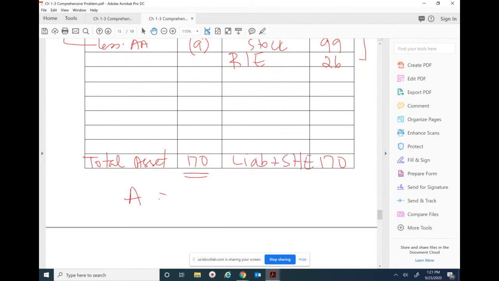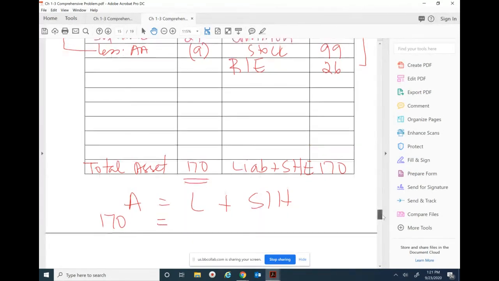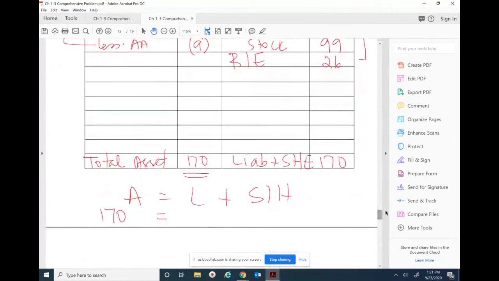Remember the basic accounting equation? I will ask you to calculate things using the basic accounting equation. And here is the breakdown. 170 should equal total liabilities of 45 plus stockholders' equity, which is made of 99 common stock and 26 retained earnings.